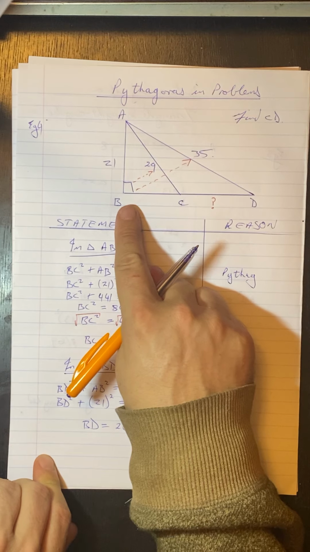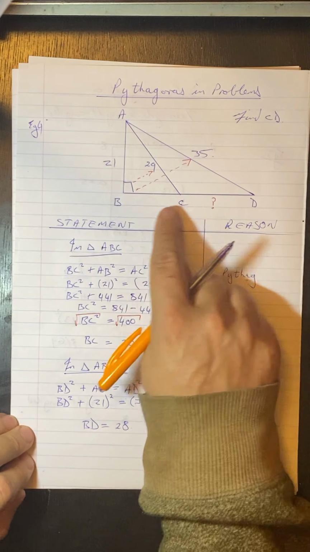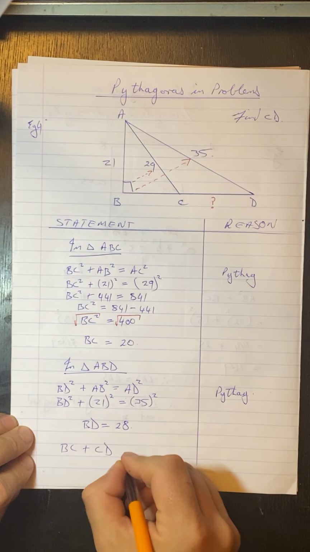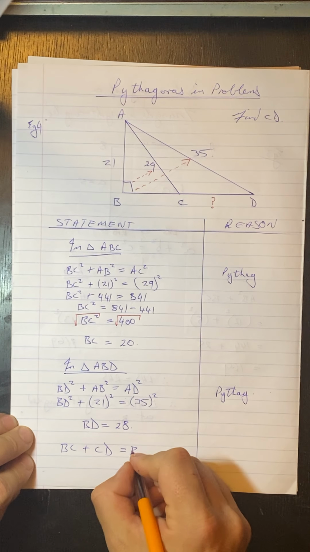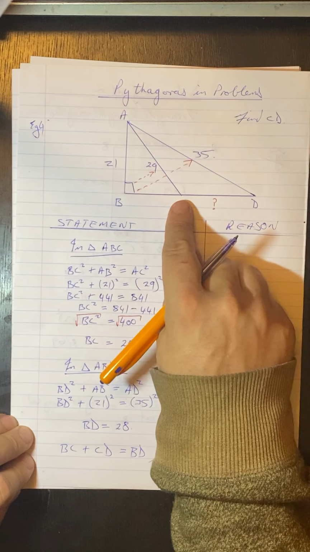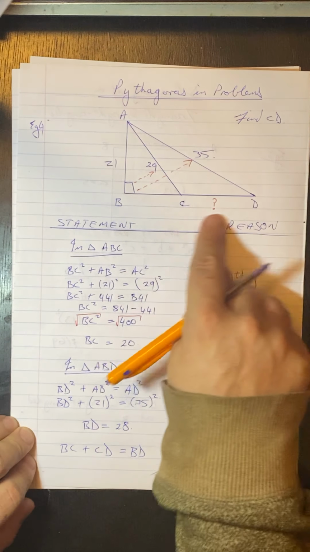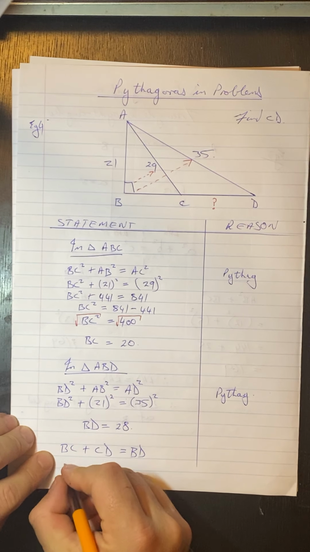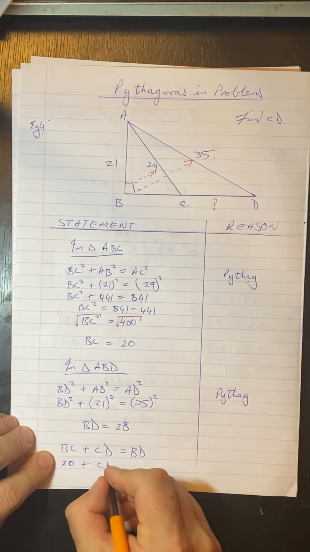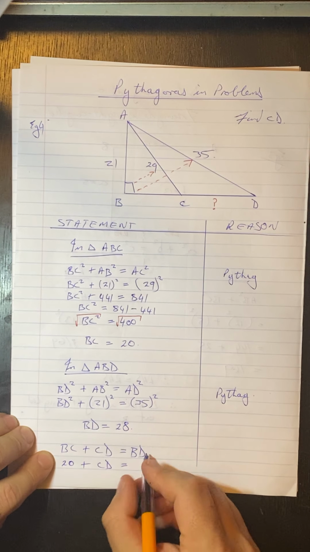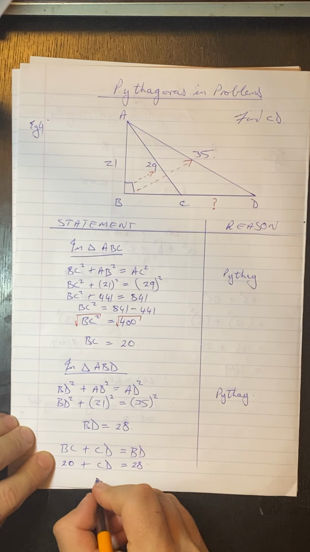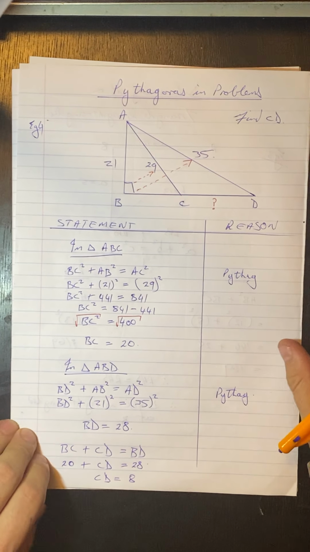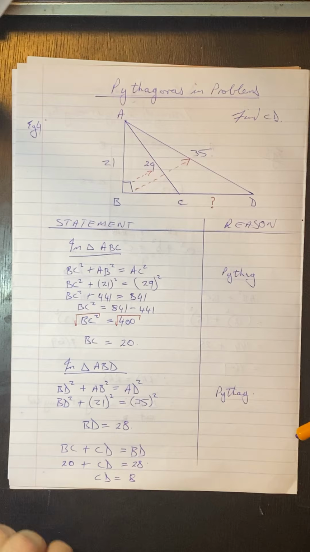So now we know over here that BC plus CD will be equal to BD. So what I did is I said this plus this equals that whole thing. The BC we know, it's 20, plus the CD we don't know, equals the BD we worked out here to be 28. So that means that CD must be equal to 8. I just took the 20 to the other side and it becomes a minus. And that's what they asked us to find.